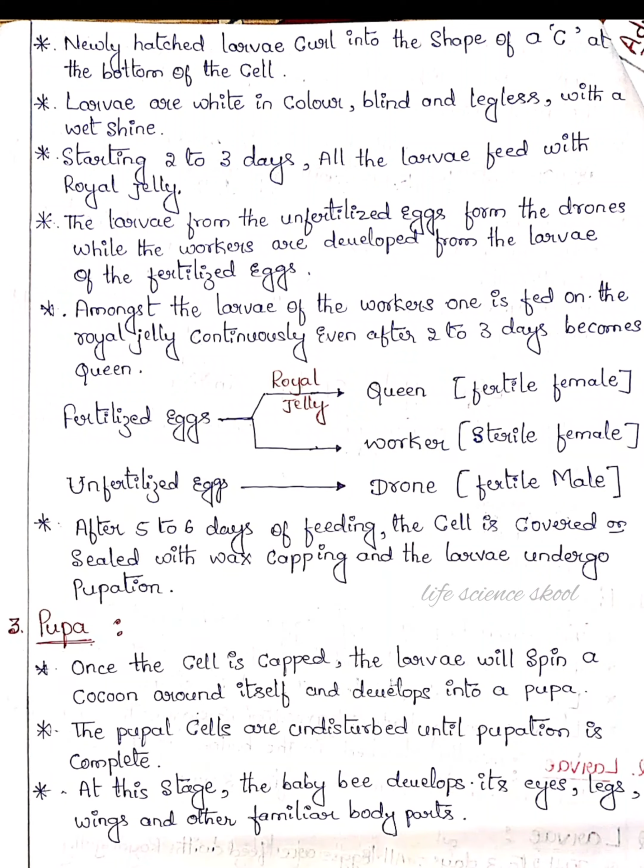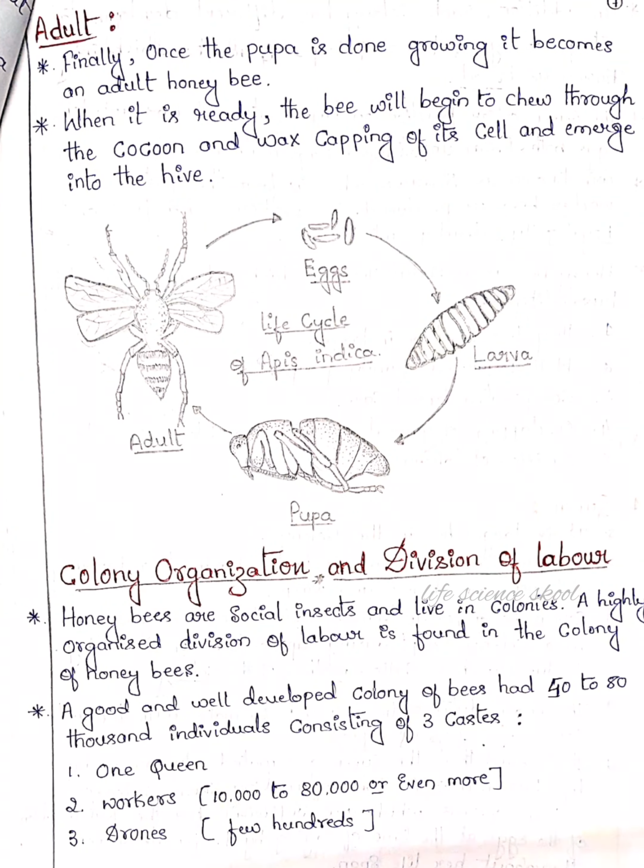At this stage, the baby honeybee develops its eyes, legs, wings, and other familiar body parts. In the larval stage, they are blind, legless, and most of the parts are not developed. But in the pupa stage, the baby honeybee develops its eyes, legs, wings, and other familiar body parts. Okay, moving on to the next slide.